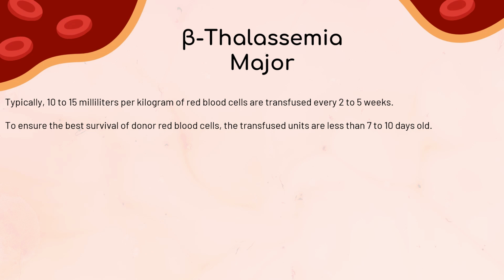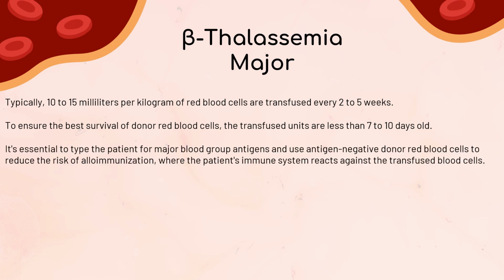To ensure the best survival of donor red blood cells, the transfused units are less than 7 to 10 days old. It's essential to type the patient for major blood group antigens and use antigen-negative donor red blood cells to reduce the risk of alloimmunization, where the patient's immune system reacts against the transfused blood cells.